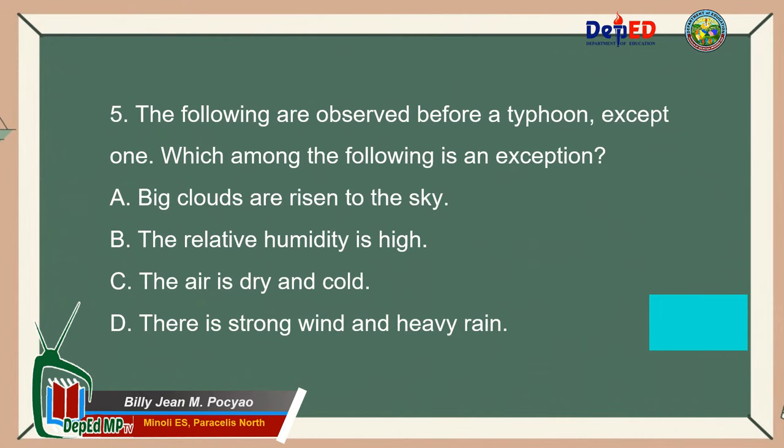Number 5. The following are observed before a typhoon except one. Which among the following is an exception? Letter A. Big clouds are risen to the sky. Letter B. The relative humidity is high. Letter C. The air is dry and cold. And letter D. There is strong wind and heavy rain. The correct answer is letter D.